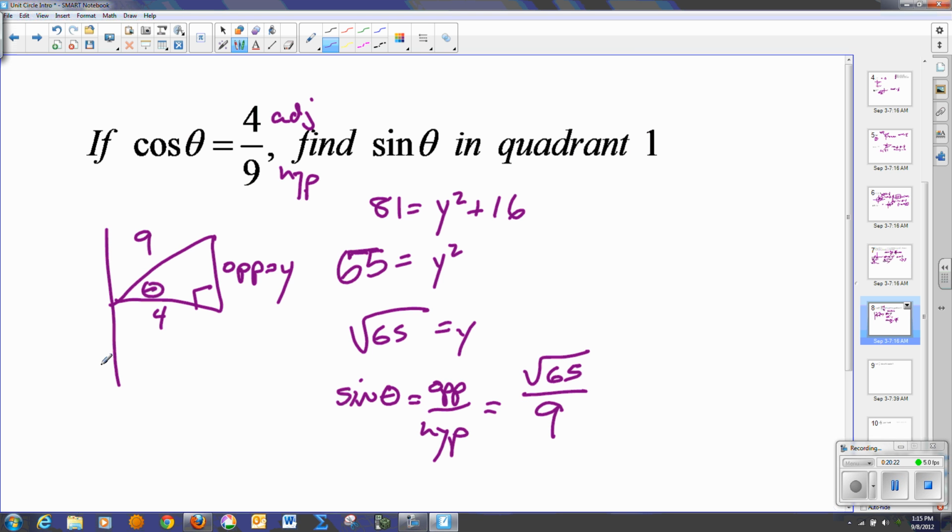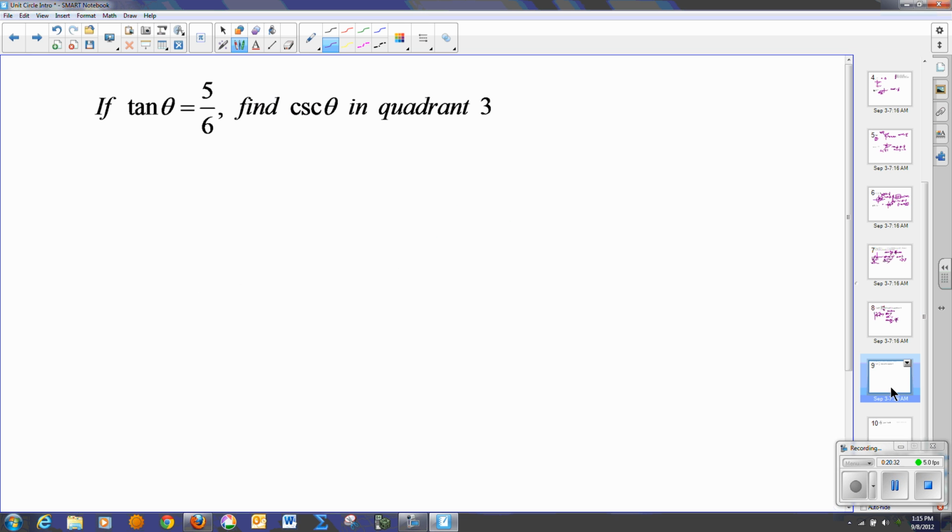So what we're going to do in every problem like that is try to create a triangle, find all of its missing sides, and from there get one of the 6 trigonometric ratios.